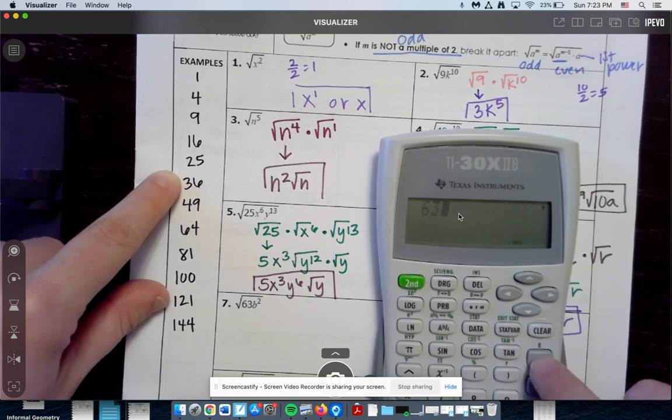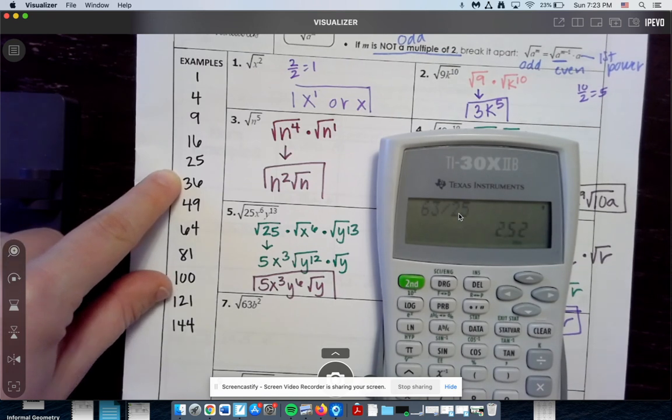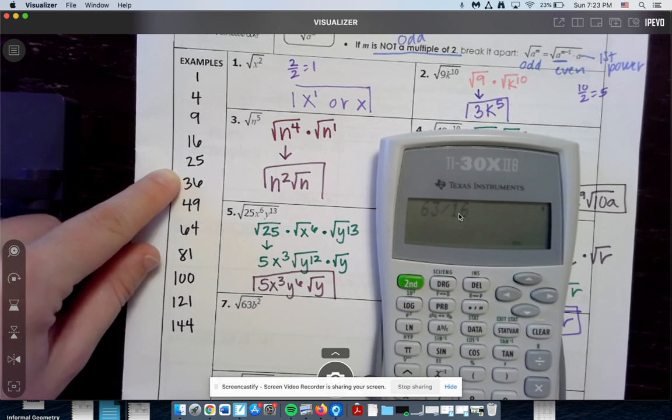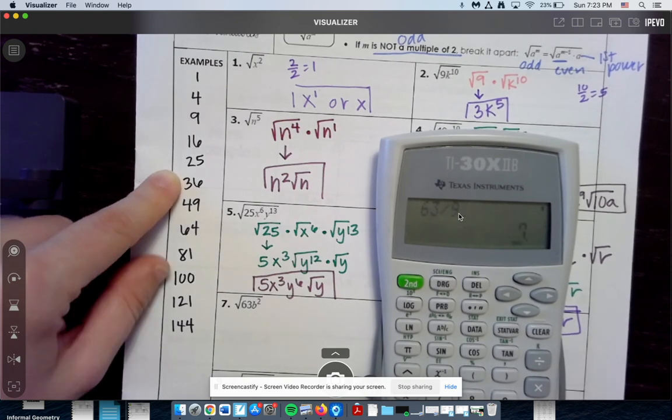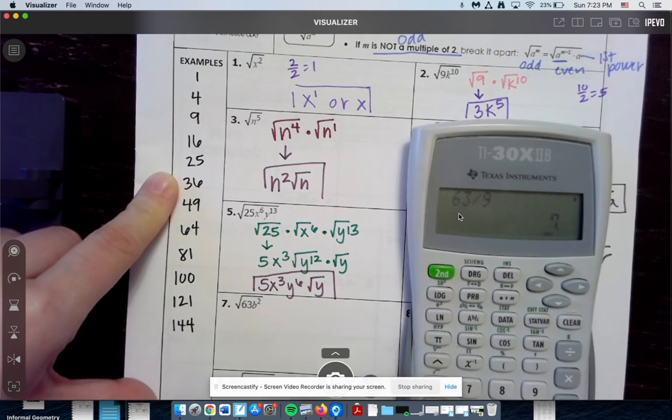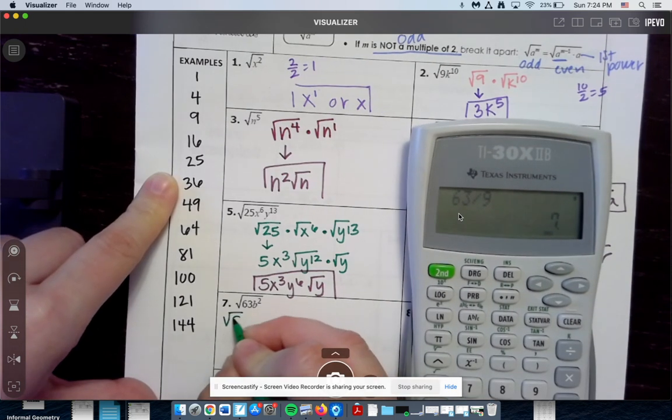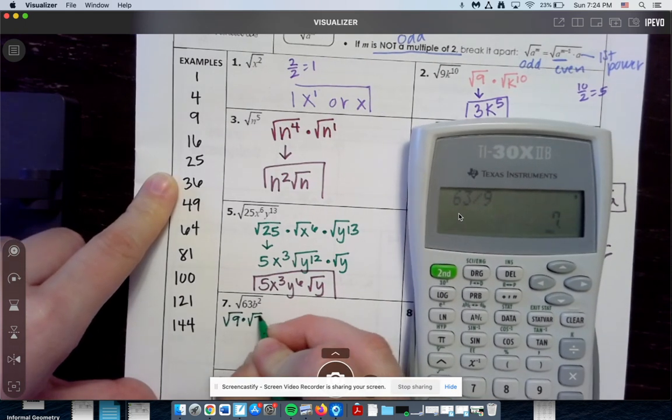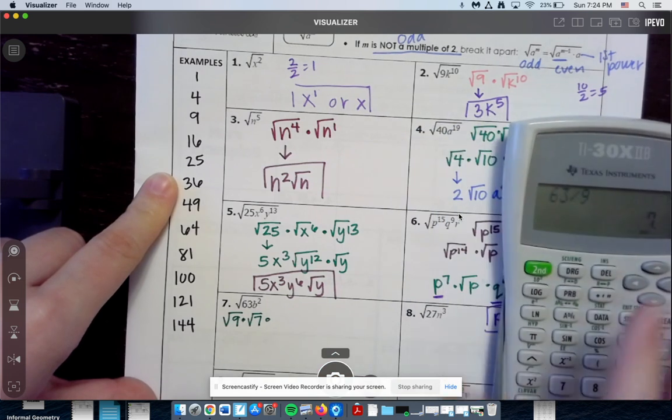So now from here, let's just try it out. 63 divided by 25, decimal. 63 divided by 16, decimal. 63 divided by 9, a whole number of 7. So we're going to break that down as the square root of 9 times the square root of 7 times b squared.